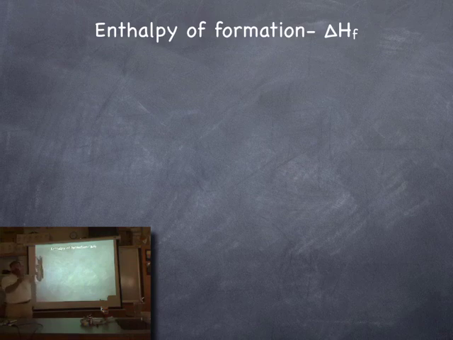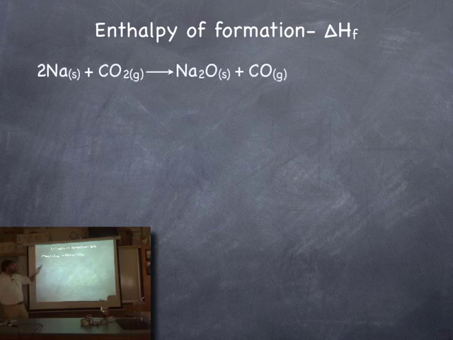We know that Hess's law is where we take the equations and flip them and multiply them. If we simplify the equations and write them in a certain way all the time, we can get rid of all that flipping and worrying about equation stuff. The basic idea is this. Let's imagine we have a chemical reaction. This is another exothermic reaction: sodium metal reacts with carbon dioxide to produce sodium oxide and carbon monoxide.